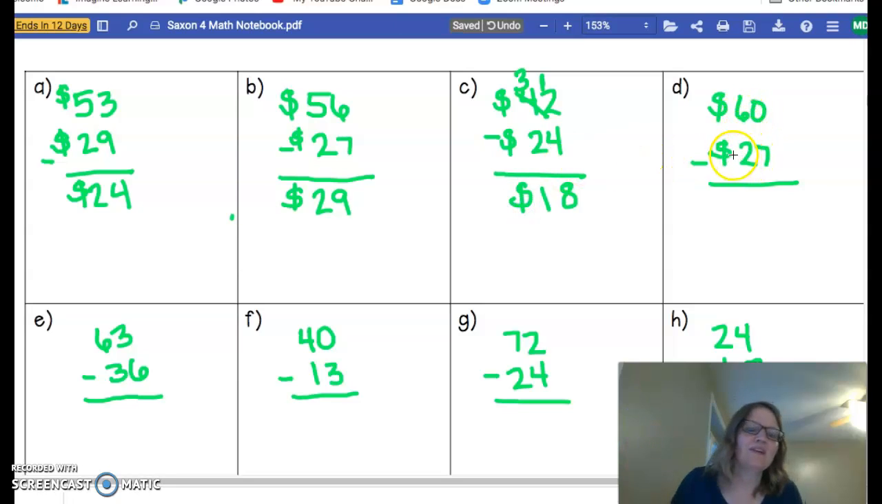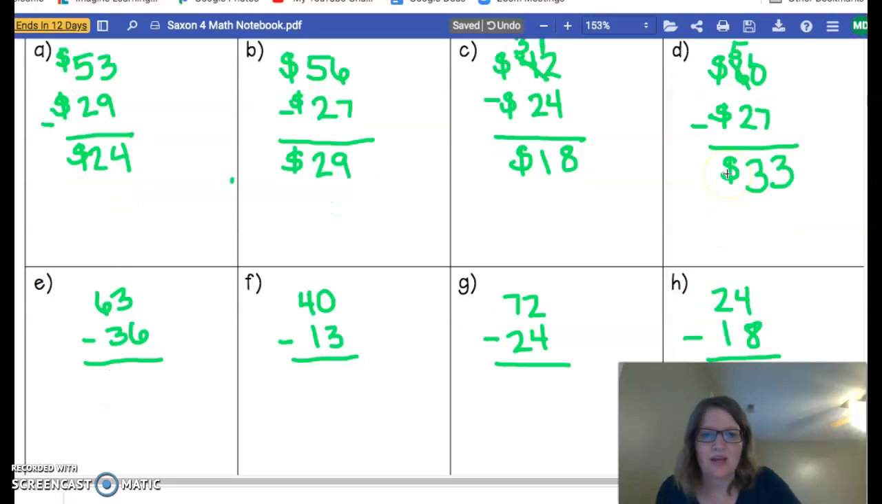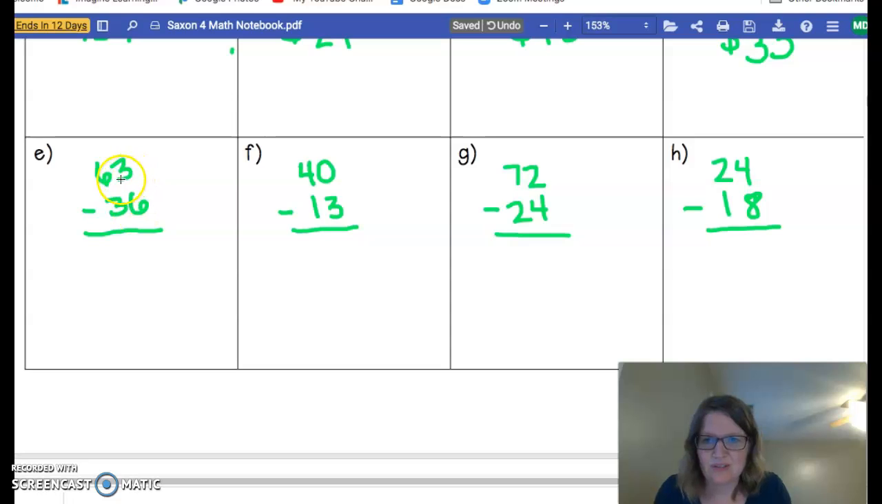60 minus 27. Now, what do we do when there's just a 0? Don't fear, guys. We just regroup like we always did. We're going to keep 5 10s and move one of our 10s over. And look how many we have. We have 10 ones. Minus 7 gives us 3. 5 minus 2 is 3. $33.